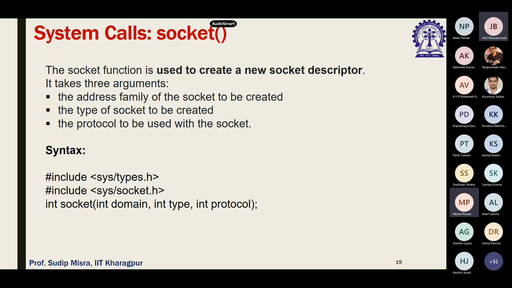So there is a socket function which is used to create a new socket descriptor. As you all know, in Linux or Unix, everything is a file, so every operation is done on files. In the same way as in regular file-based C programs, where there is a file descriptor, here also you have a socket descriptor. This socket function takes 3 arguments: the address family of the socket to be created, since there are different address families, the type of the socket to be created, and the protocol to be used with the socket.